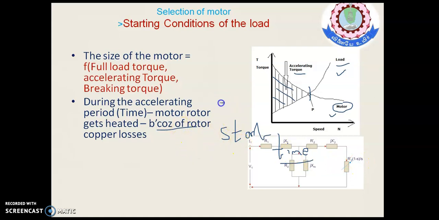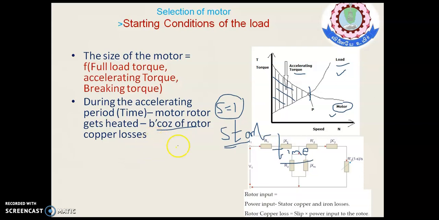During the starting moment, what is the s value? During the starting time, your synchronous speed is around 1500. For example, your rotor speed is 0, so (ns minus 0) / ns becomes 1. So if s becomes 1 at the starting point, what happens? (1 minus s) / s gives 0, and that means there is almost low resistance, which indicates that high current will pass through this, which creates a rotor copper loss, right?